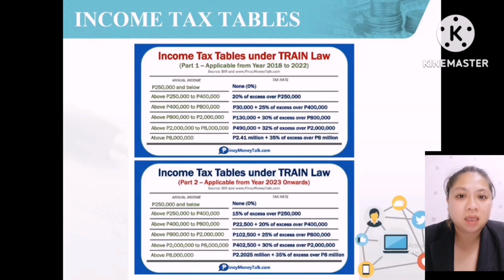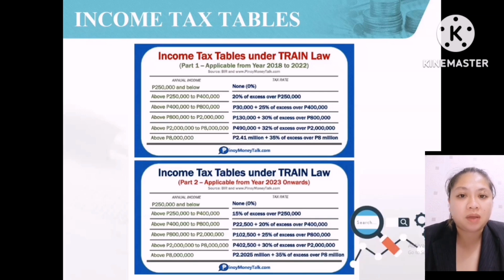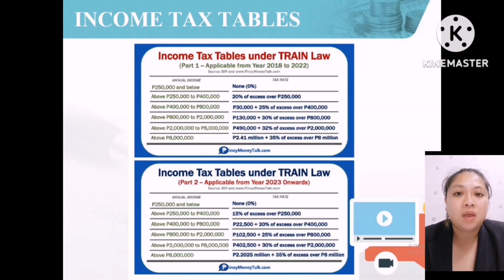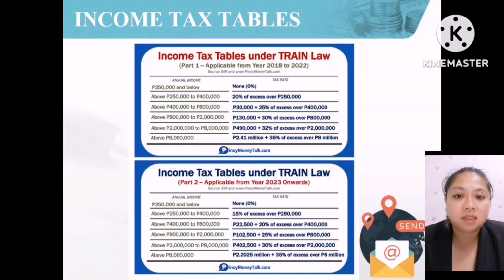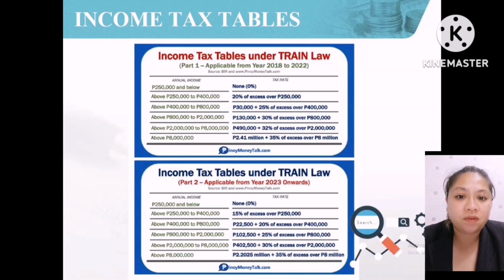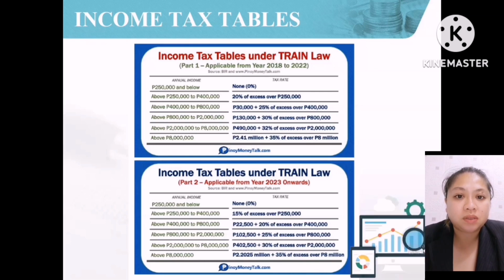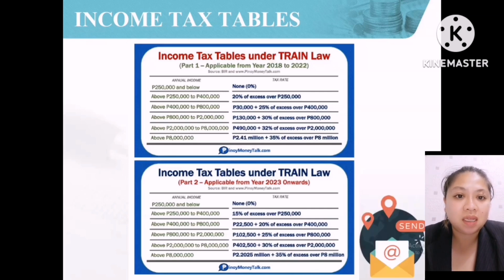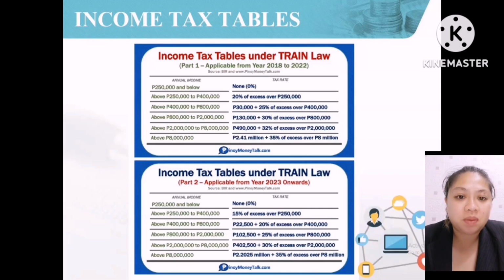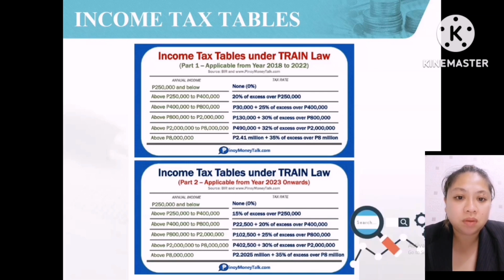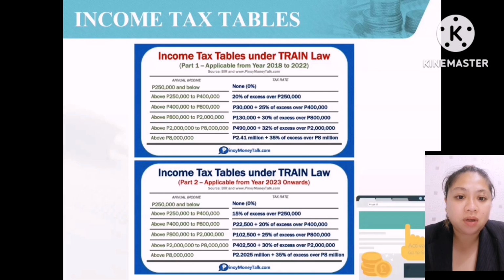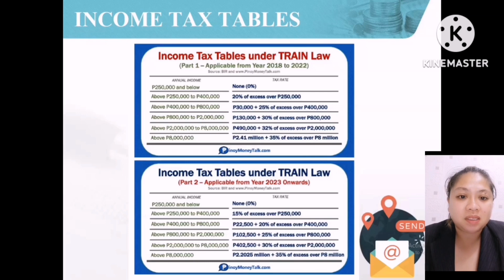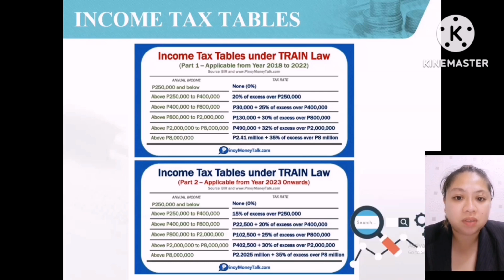In the annual income of 250,000 pesos and below, same lang sila nung part 1 and part 2 na wala siyang tax. Then, the next one is from above 250,000 to 400,000. Sa part 1, 20% of excess over 250,000. Then sa bagong tax under TRAIN law, we have 15% of excess over 250,000.